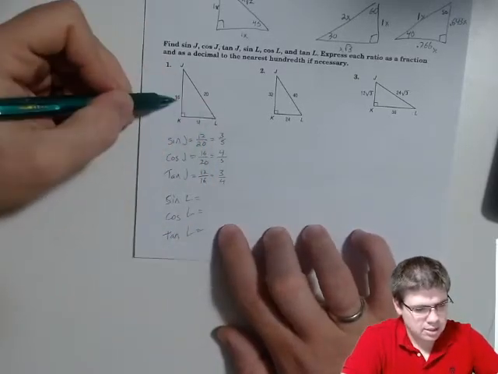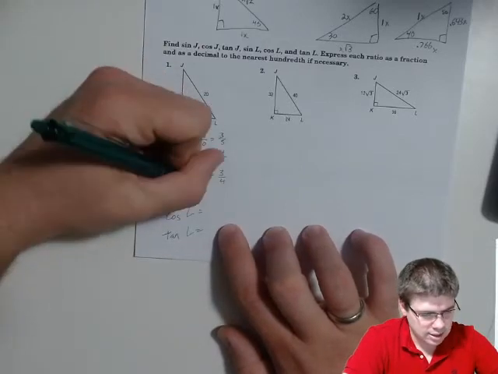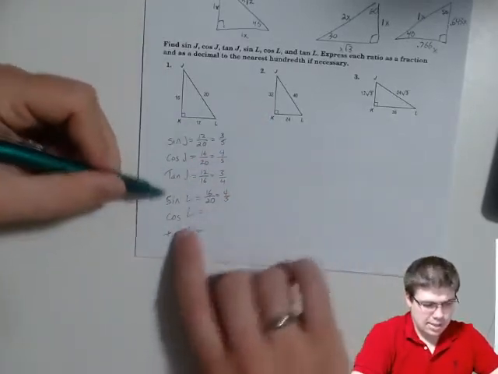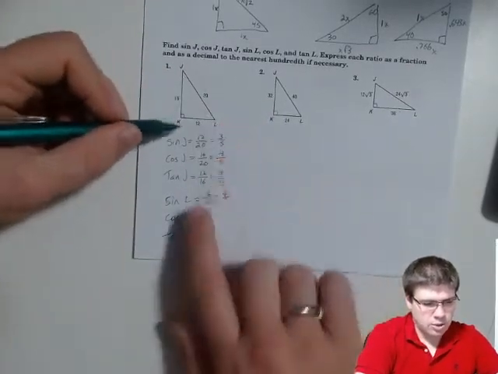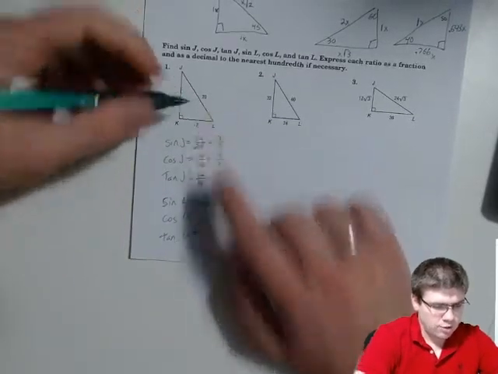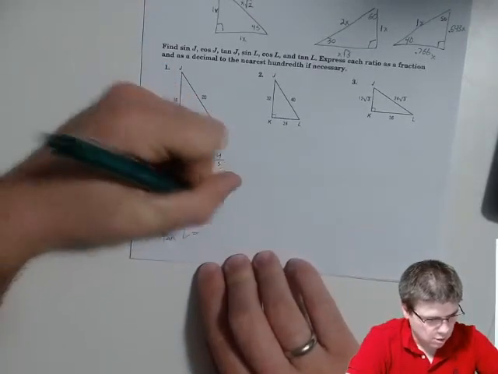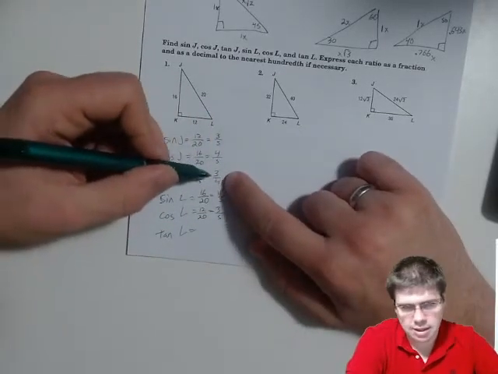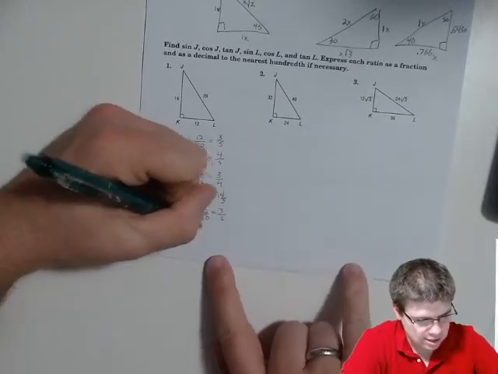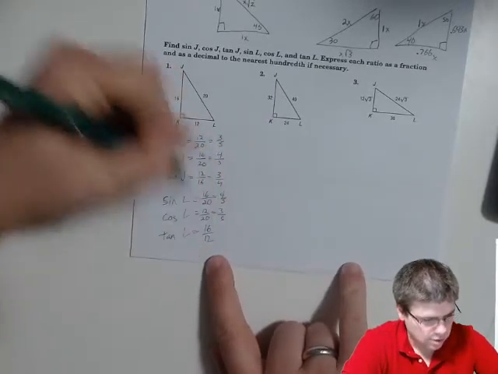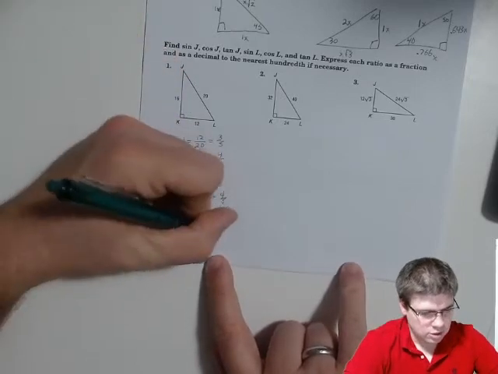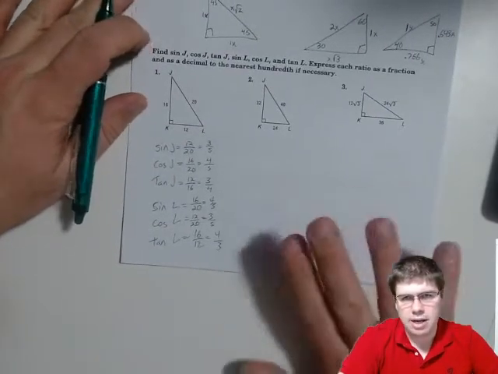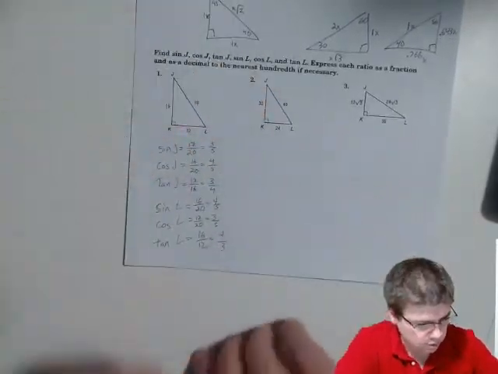So L opposite over hypotenuse, L going opposite is 16 over 20, which is 4/5. Cosine of L is adjacent over hypotenuse, 12 over 20, which reduces to 3/5. And then tangent, it ends up being the inverse of this one. Tangent of L is equal to 16 over 12, opposite over adjacent, which is 4/3. And so there are some examples of doing that. You can go ahead and try these first, and I'll jot these in.